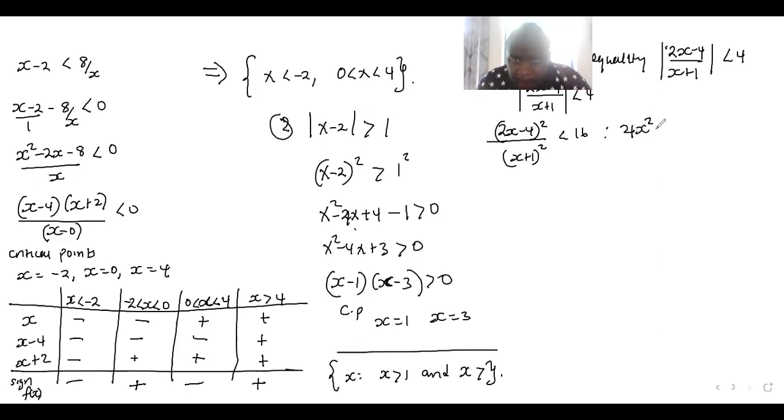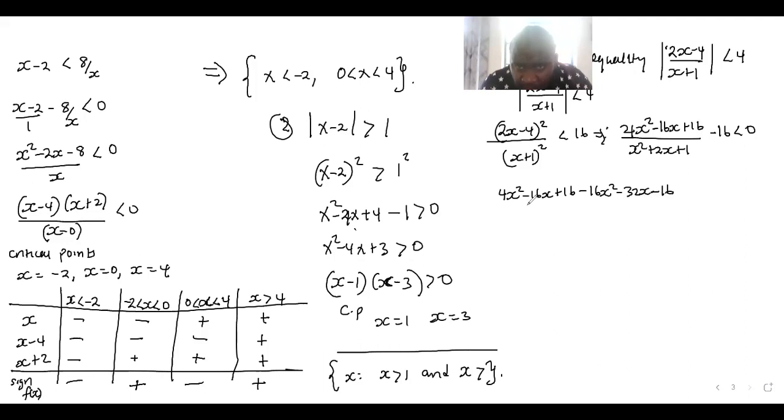4x squared minus 16x plus 16, divided by x squared plus 2x plus 1, minus 16 is less than 0. I require your skills of algebra here very much. 4x squared minus 16x plus 16 minus 16x squared, minus 32x, minus 16, all divided by x squared plus 2x plus 1 is less than 0. You're going to find numbers which are interesting in this form. When you simplify this, what do you realize?